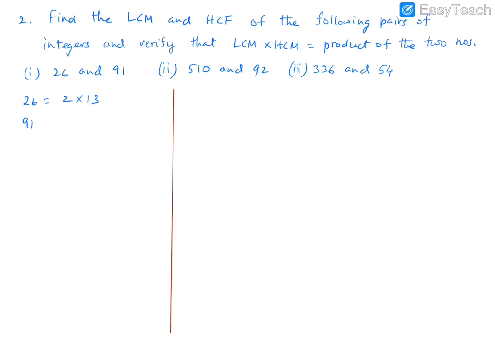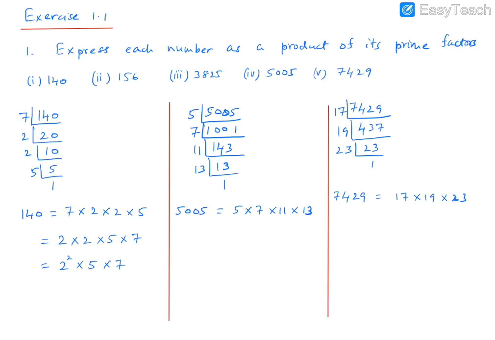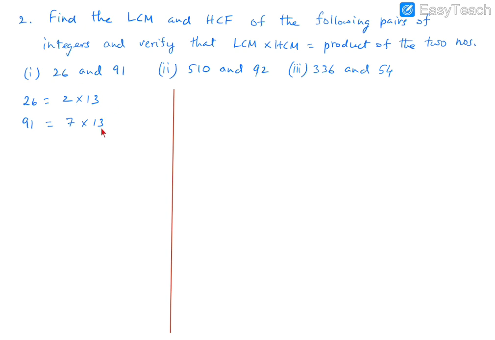2 13s are 26. Similarly for 91, the prime factor representation of 91 is going to be 7 into 13. Okay, so the smallest prime number that goes into 91 is 7, and it goes 13 times, and 13 being prime, the only further division is 13 goes into 13 one time. So 91 is 7 times 13. Again, you can divide using prime numbers as we have done in the previous case.